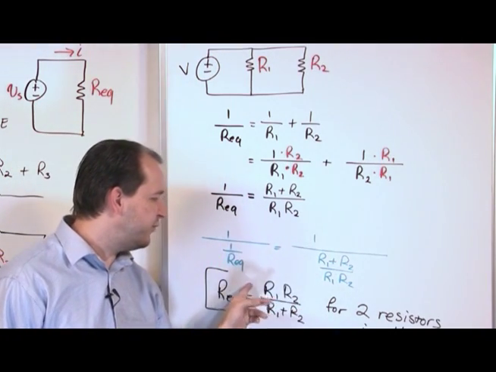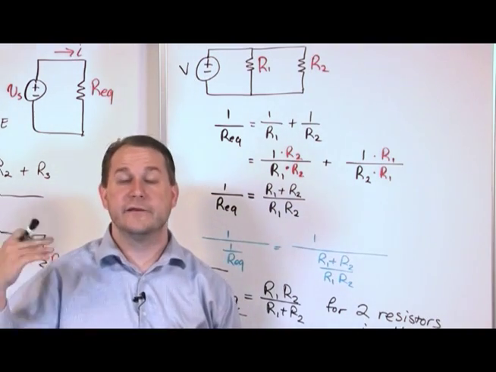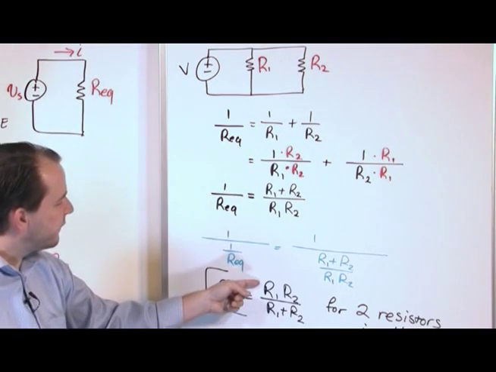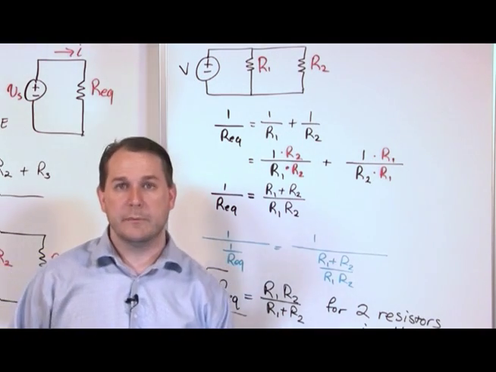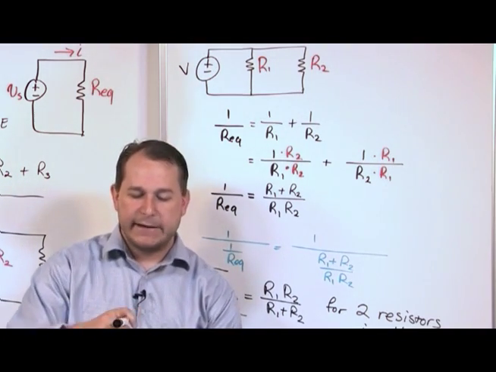All you have to remember is 2 resistors in parallel, repeat after me, product divided by sum. Product divided by sum, product divided by sum. Product of the resistors divided by the sum of the resistors. All right, so that's very important. Now let's go ahead and erase this.